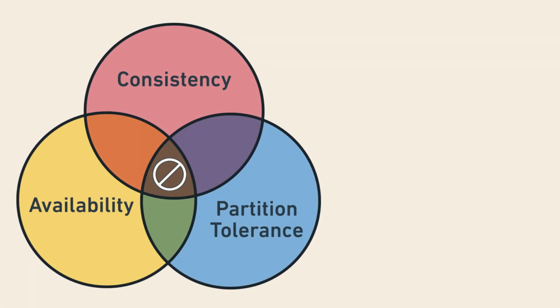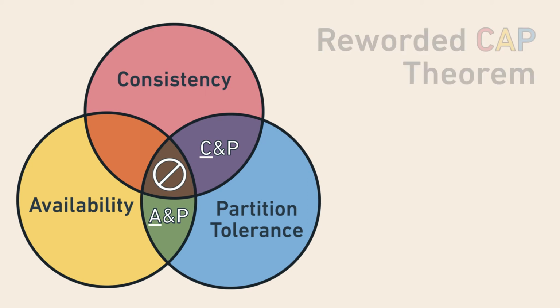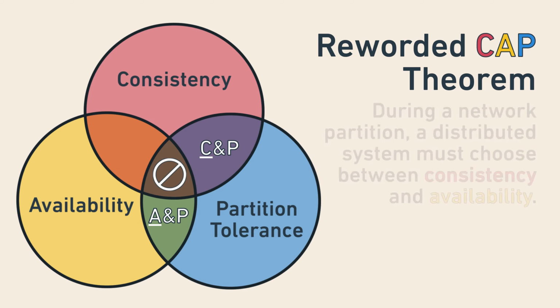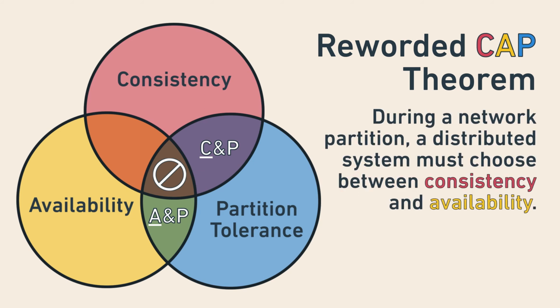Now, if there's a partition, what should we do? Well, if we want to keep operating during a partition, we need either C and P or A and P. In other words, if there is a partition, we must choose between consistency and availability. This is the crux of the theorem. In fact, the CAP theorem could be reworded like this to be much clearer. During a network partition, a distributed system must choose between consistency and availability. In my opinion, the pick 2 terminology is confusing and hard to understand, which could be why people like to quote it because it sounds cool.